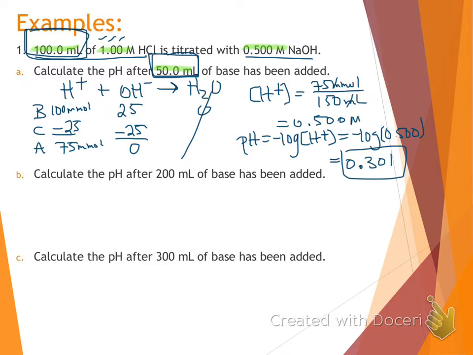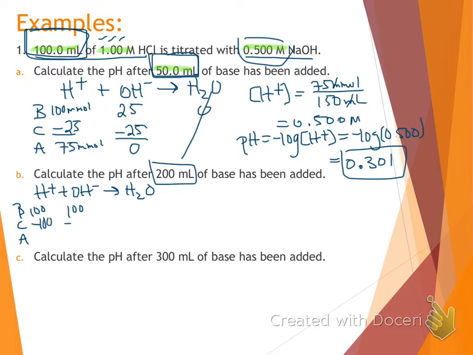So let's go ahead and take a look at part B. Again, we can start with that BCA table to figure out where we're at. We still have the same reaction, strong acid plus strong base, making our water. We're still starting with the 100 millimoles of H+, but now we've added 200 milliliters of base, and 200 milliliters of base times that 0.5 molar is going to be 100 millimoles as well.